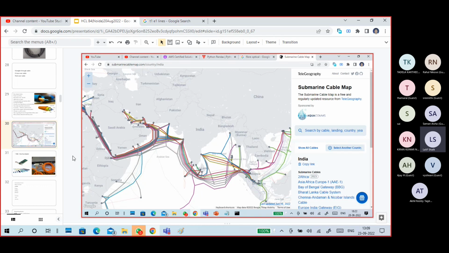India is connected to multiple countries, with connection points in places like Mumbai, Kerala, Tamil Nadu, and Chennai. This was around 2000, when I was in my diploma.